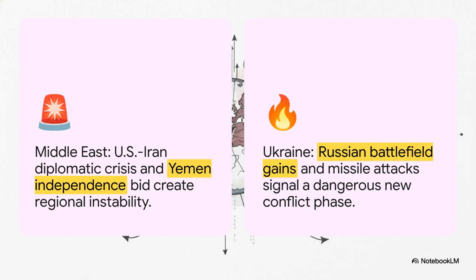In the Middle East, you've got two major factors creating instability: a growing diplomatic crisis between the US and Iran, and a new independence movement bubbling up in South Yemen. Meanwhile, over in Ukraine, significant Russian territorial gains and these relentless missile attacks on civilian centers like Kharkiv are really escalating the conflict into a dangerous new phase.